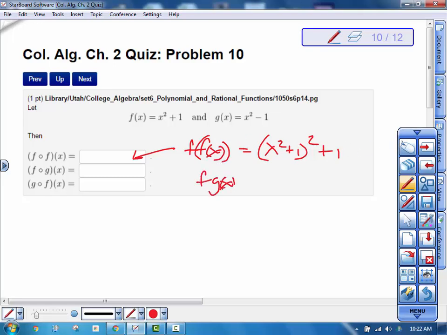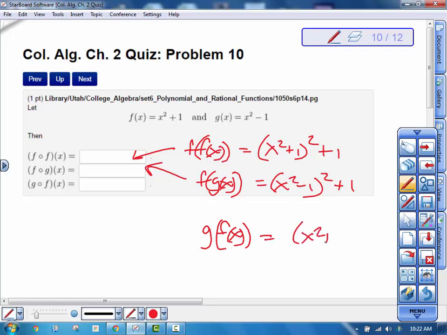And then f of g of x means you take g of x, you plug it into f. So you're going to take this, plug it in right here. So that'd be x squared minus 1 in parentheses plugged in here. So you get that. That goes right there. You don't have to simplify. And then g of f of x means you're going to take f of x and you're going to plug it in for g. So you're going to have x squared plus 1 plugged in right here. Which gives you this.